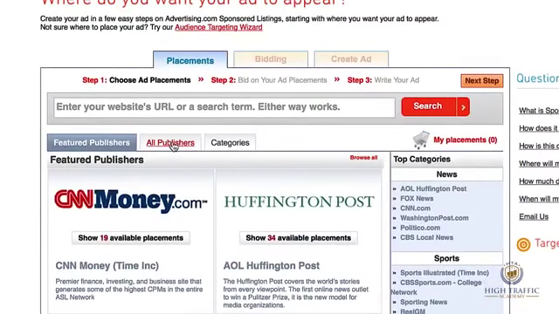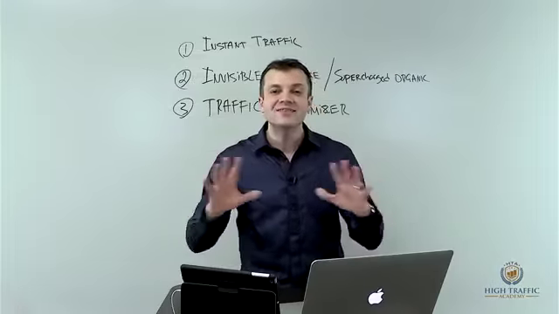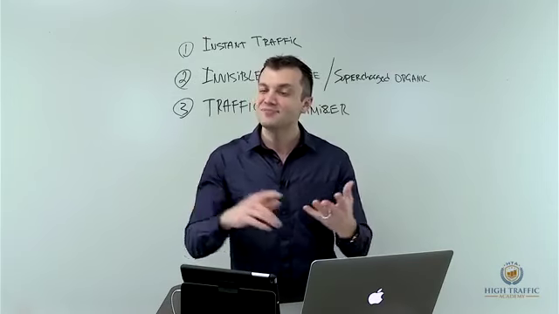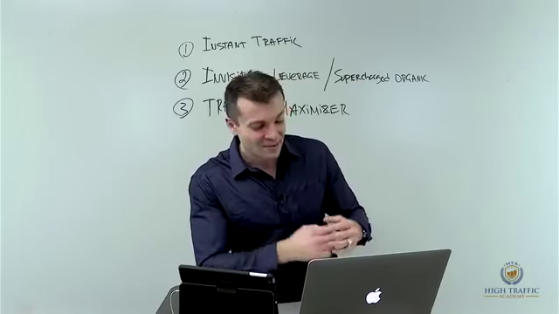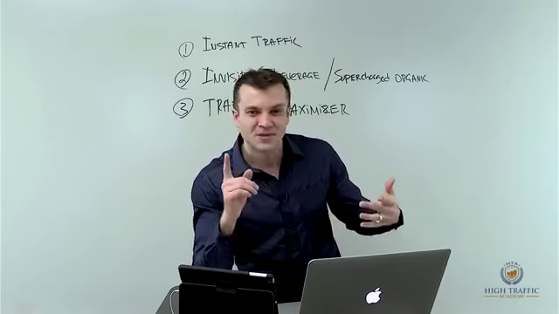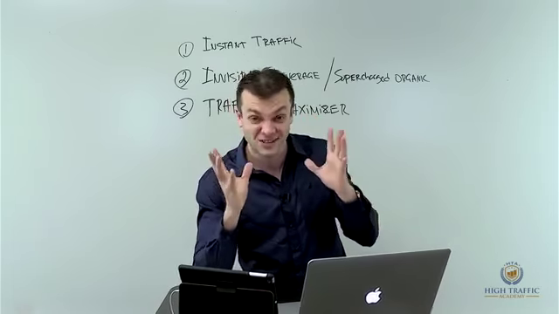I can also go to all publishers, right? And you can see here they're categorized by name, in alphabetical order. So abc.com, you can literally be in any niche, any industry. You can be promoting anything as long as it's legal, obviously, and something you believe in. We're talking health, wellness, education. You could be promoting virtually any legal product.